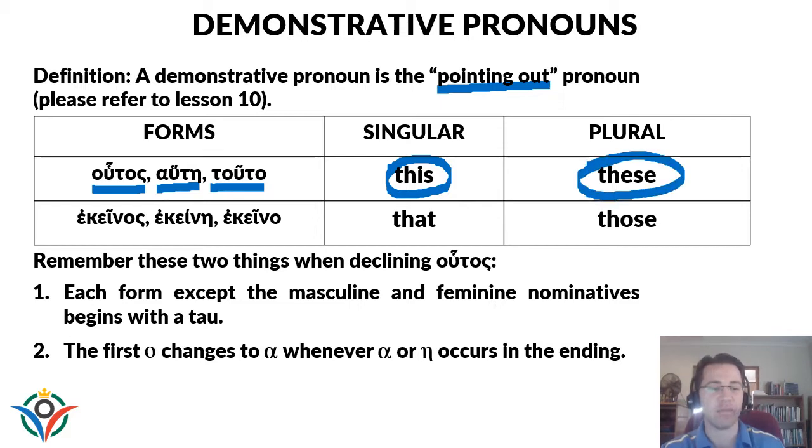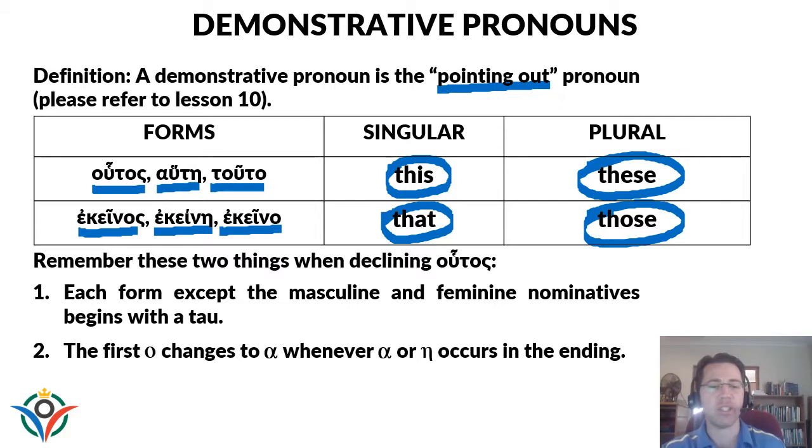And the second form is ekeinos, ekeinē, and ekeino. Those once again are the nominative singular forms, the masculine, feminine, and neuter. And we translate this demonstrative pronoun in the singular as that, and in the plural those.